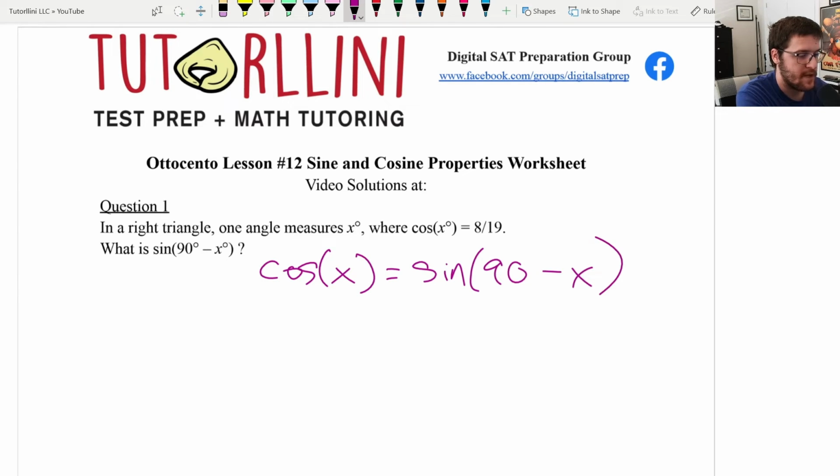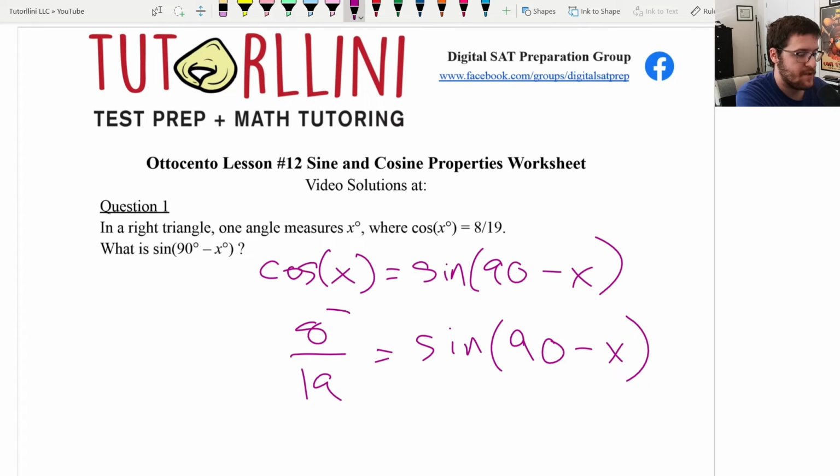So as we talked about, cosine of x is equal to sine of 90 minus x. So if cosine of x is 8 over 19, then that means sine of 90 minus x, 90 degrees minus x degrees, is also 8 over 19. So that is the answer for question 1.